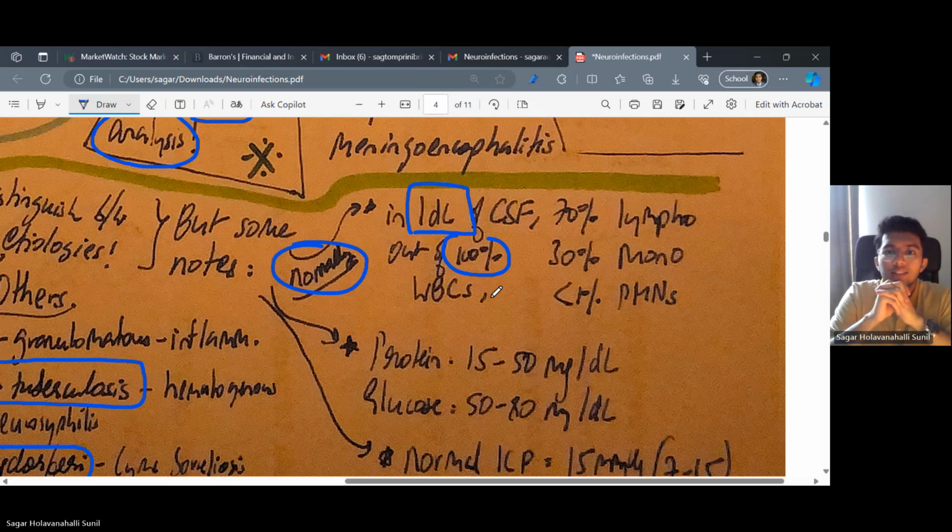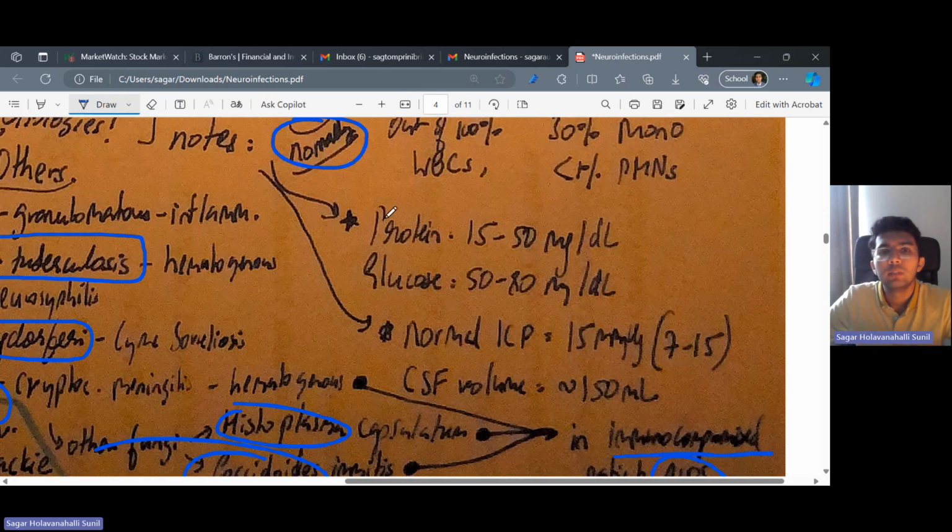Out of this X, 70% is usually lymphocytes, 30% is mononuclear WBCs, and less than 1% is polymorphonuclear, which means neutrophils. So this is T lymphocytes, B lymphocytes; mononuclear, I think, includes basophils, eosinophils, etc. But polymorphonuclear is mainly neutrophils. So this is the normal composition. Out of X amount of WBCs, with X being the normal amount of WBCs in CSF, 70% is lymphocytes, 30% mononuclear, 1% polymorphonuclear. Now, what about the protein and glucose content?